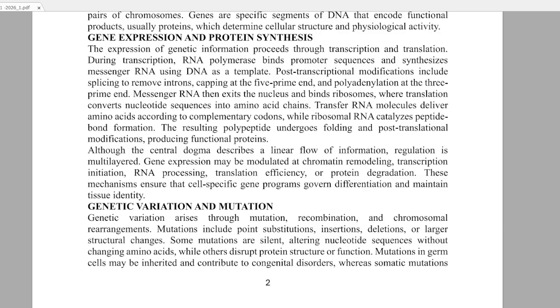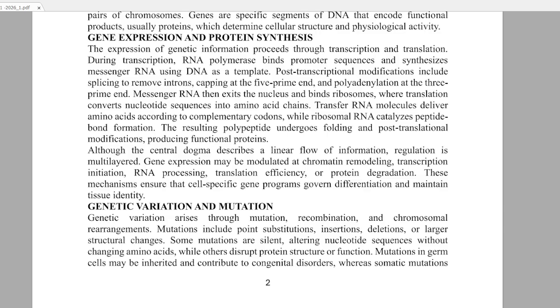Messenger RNA then exits the nucleus and binds ribosomes, where translation converts nucleotide sequences into amino acid chains. Transfer RNA molecules deliver amino acids according to complementary codons, while ribosomal RNA catalyzes peptide bond formation. The resulting polypeptide undergoes folding and post-translational modifications, producing functional proteins.